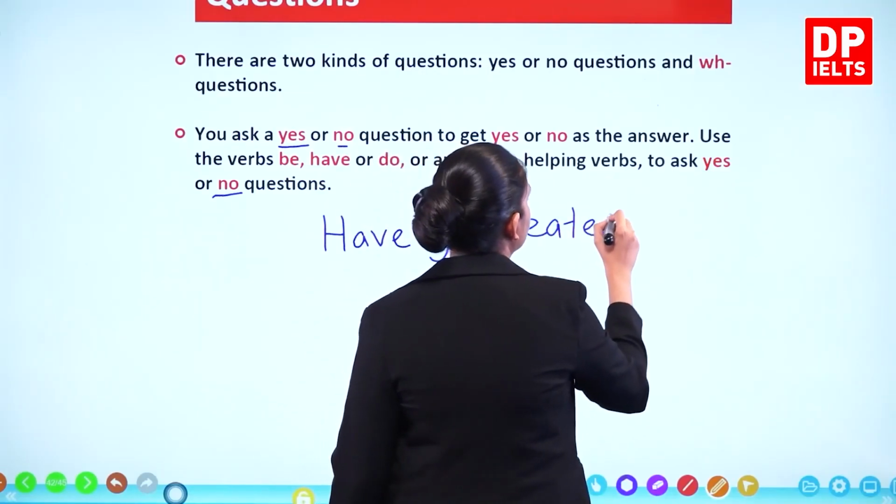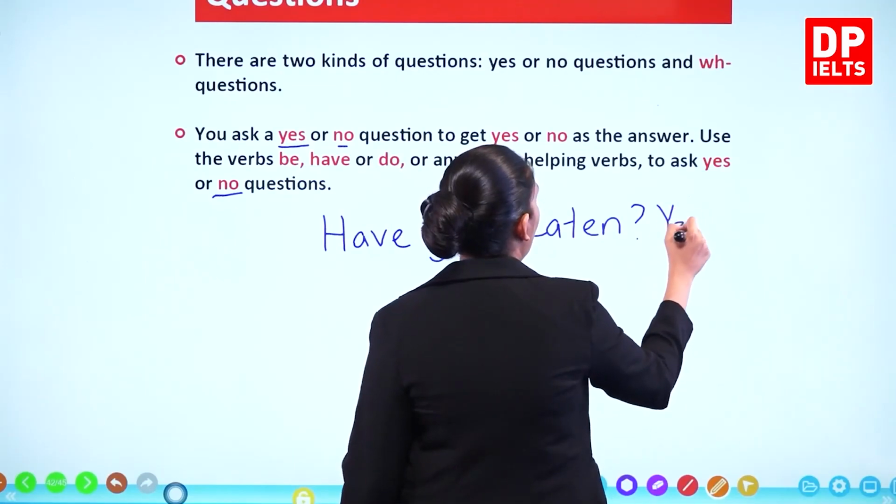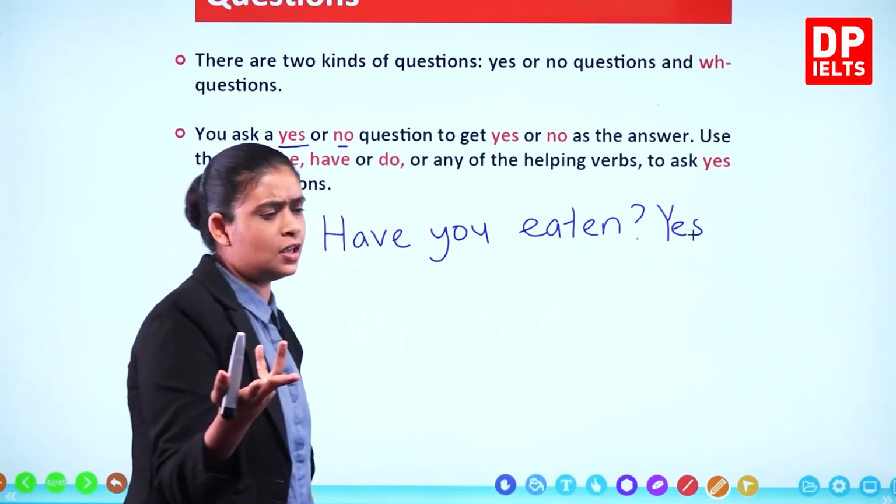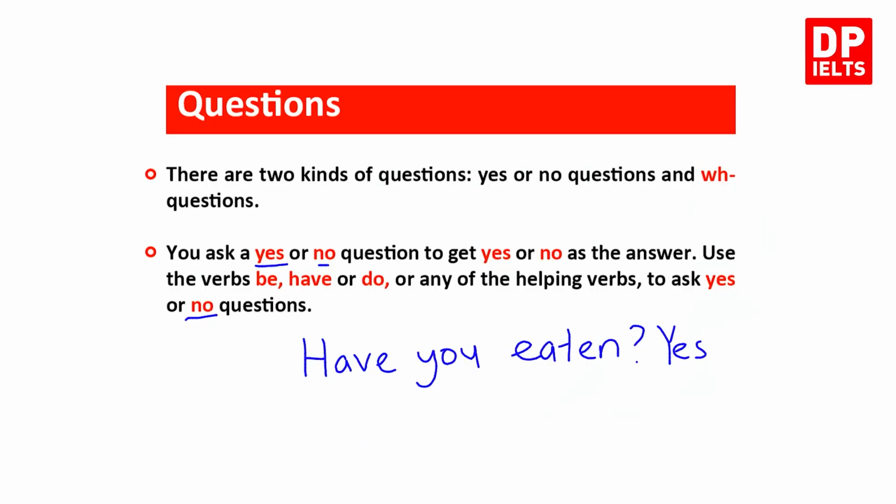Yes or no? So you can say yes, or if it's a negative you can say no, right? Have you eaten? சாப்பிட்டீங்களா? Yes.